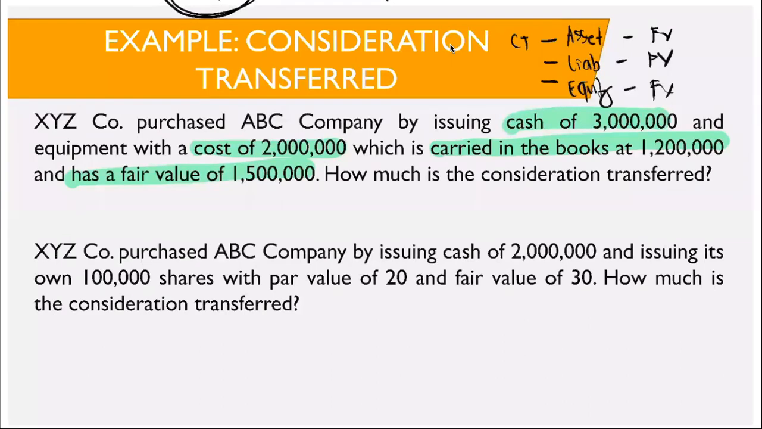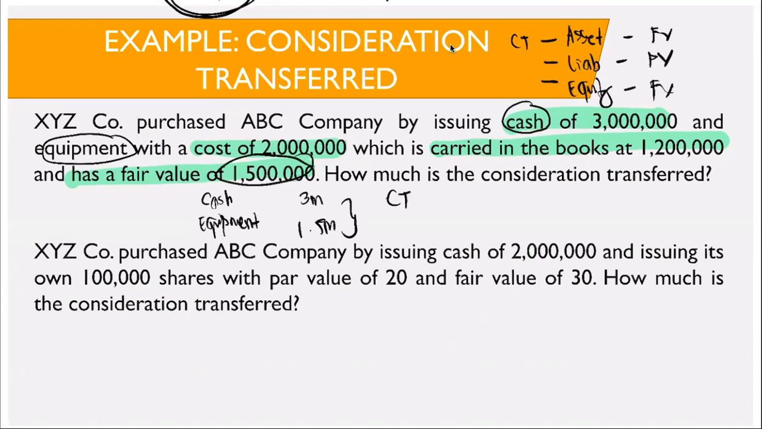So here, what are the items transferred? Purely asset. So we have here cash, which is transferred. Another that is transferred is your equipment. What is the fair value of cash? 3 million pesos. That is the amount of your cash. The face value is also the fair value. How about the equipment? What is the fair value of the equipment? 2 million pesos? No, that is the cost. The fair value is 1.5 million pesos. So the total consideration transferred is equal to 4.5 million pesos.